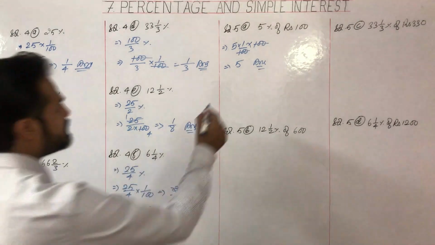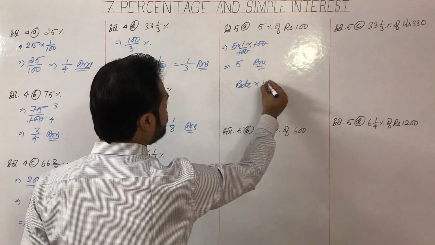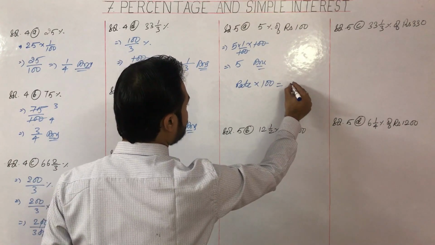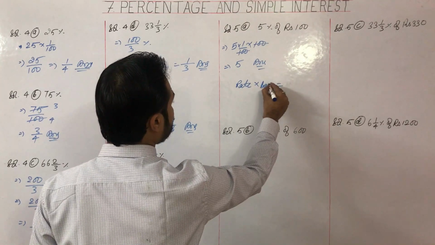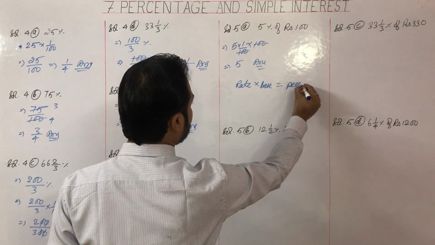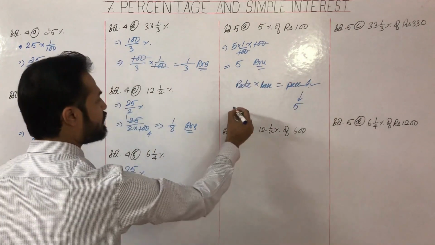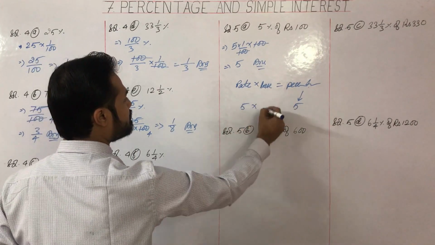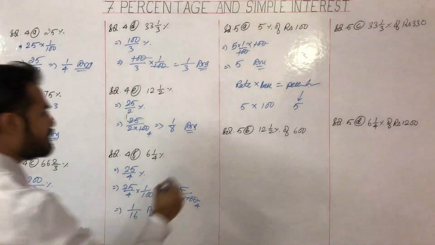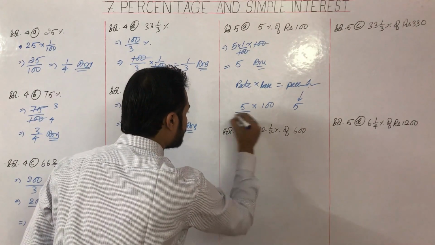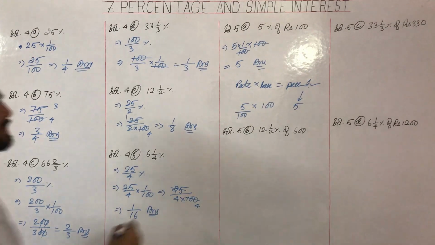Here 5% means 5 is the rate, and rate into base is percentage. So the final percentage is 5, the rate is also 5, and the base is 100. But for the rate, we divide by 100. So 5 by 100 into 100 equals 5.